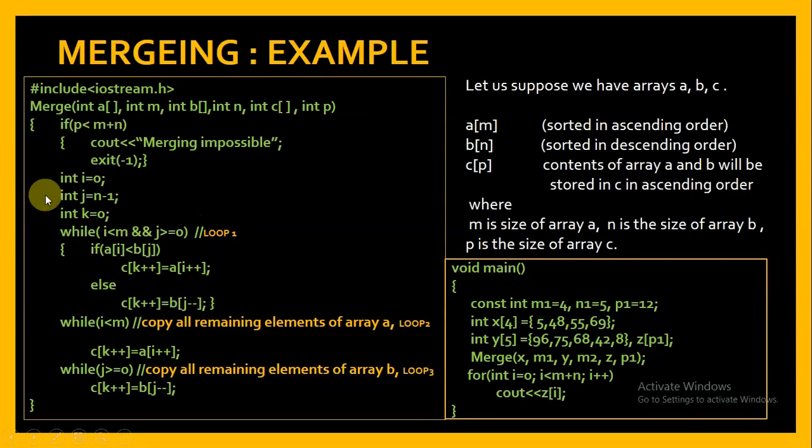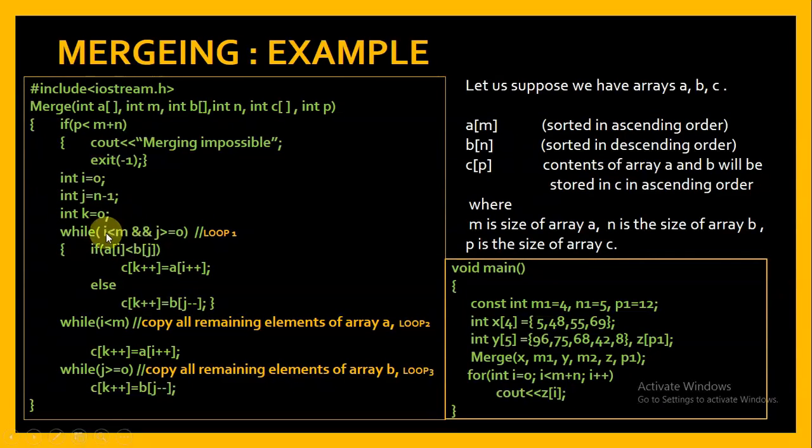Now I will check if A[i] is less than B[j]. If this element A[i] is smaller than B[j], then C[k] will store the element A[i] and both k and i will be incremented. Otherwise, the array C[k] will contain the element B[j] and k will be incremented but j will be decremented. Now this process continues until one of the conditions becomes false.